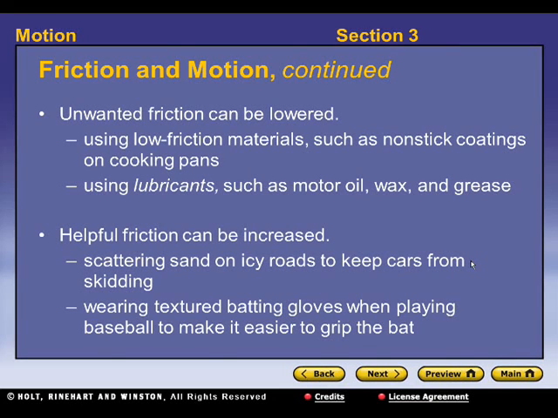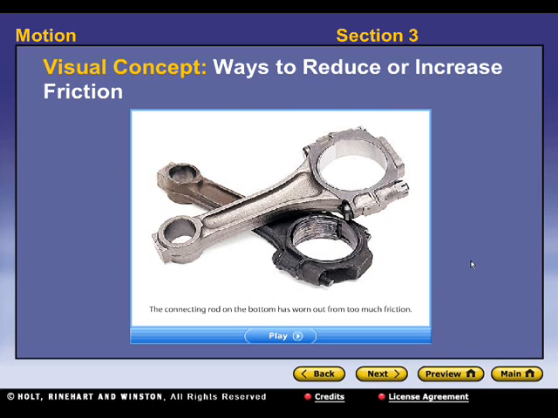You can scatter sand on an icy road to keep cars from skidding. You can wear textured batting gloves when you're playing baseball. It makes it easier to grip the bat. Alright, and ways to reduce or increase friction here. Let's listen to this one.